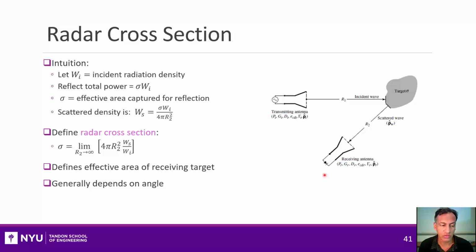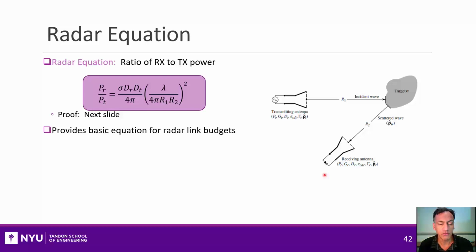Now, in general, this radar cross-section here will depend on the angle, and I'll show you some examples momentarily. Now, before I do that, though, if we define this idea of the radar cross-section, we could very easily get a relation between the received and transmitted power given by this formula here, which I'll show and prove in a couple of slides. But let me just show you a few key aspects of this.